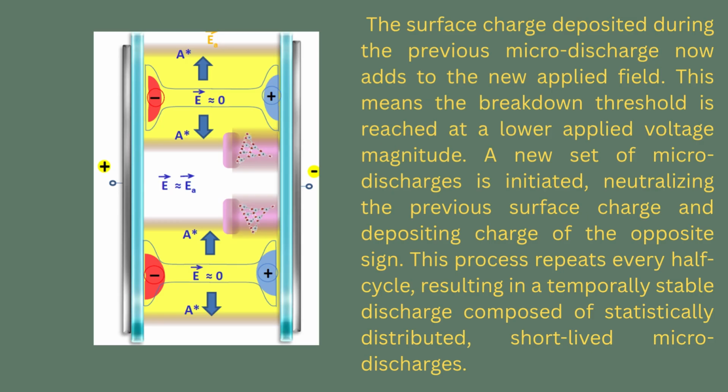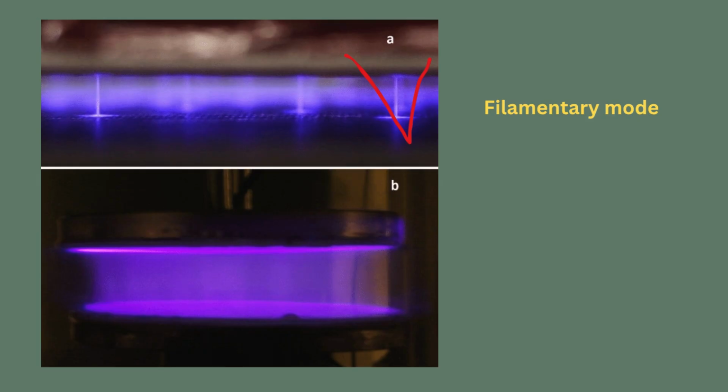We can distinguish between two primary operational modes. The first is the filamentary mode, which we have just described. It is characterized by numerous, stochastic, and visually discrete current filaments. This is the most common mode, especially in gases like air or nitrogen. The second is the homogeneous mode. This results in a uniform, diffuse glow across the entire electrode area. Achieving this mode requires precise control over parameters such as the dielectric properties, the gas composition, often using noble gases like helium, the voltage frequency, and the power supply characteristics.